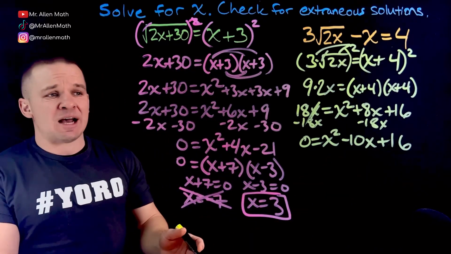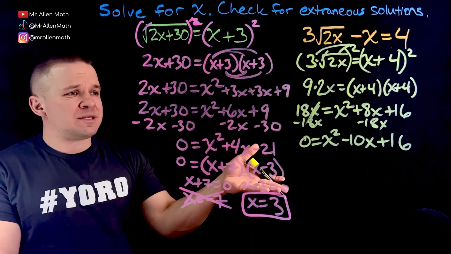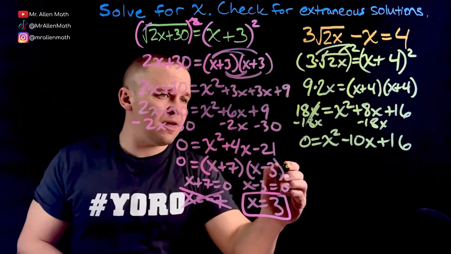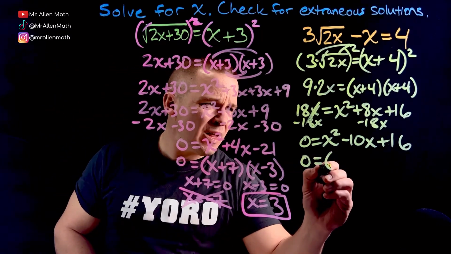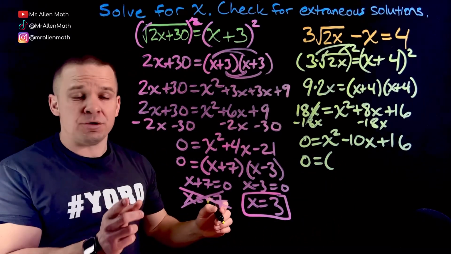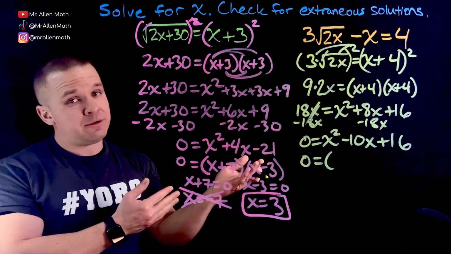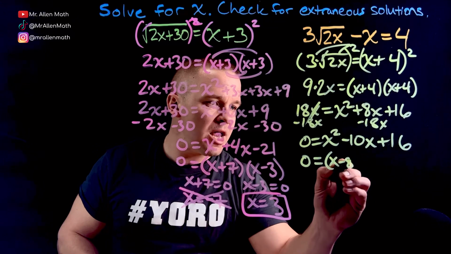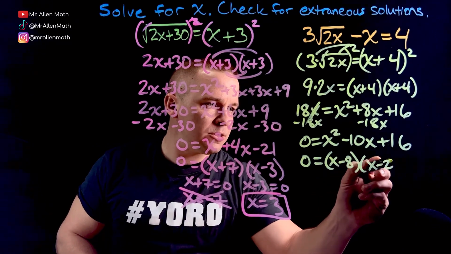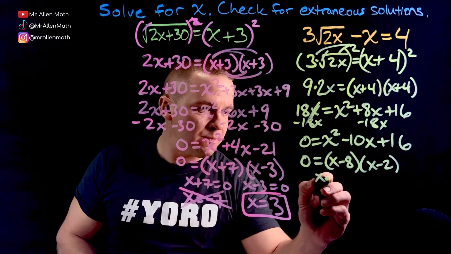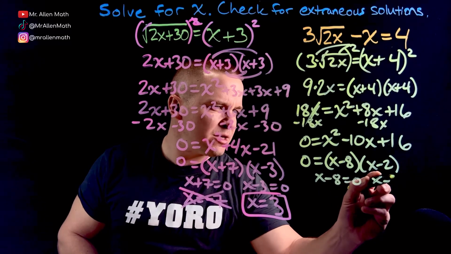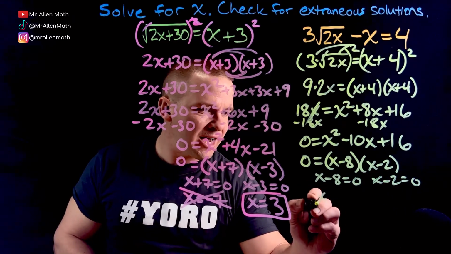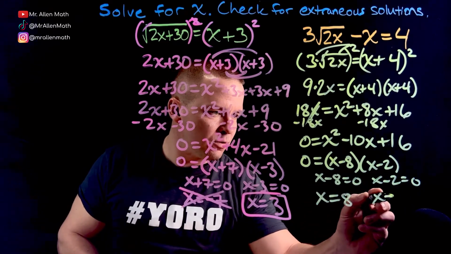All right, now it's time for a little factor land. What multiplies to 16 and adds to negative 10? Well, that would be, let's see here, negative 8 and negative 2. Two negatives multiply to a positive 16. Negative 8, negative 2 adds to that negative 10. So I get x minus 8 and x minus 2. All right, so now I'm going to have x minus 8 equals 0, x minus 2 equals 0, and I get x equals positive 8 and x equals positive 2.